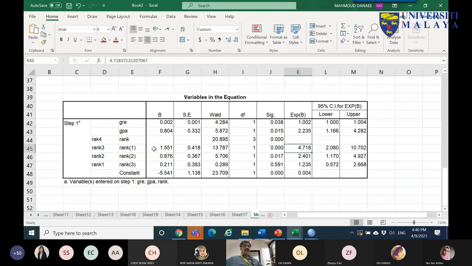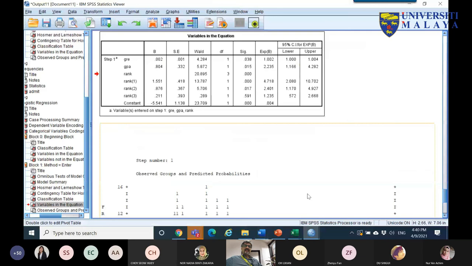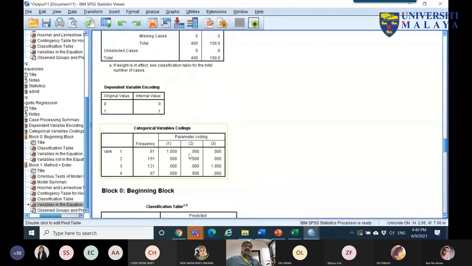Let me check the rank 1. I have to check, sorry. Oh, sorry, 1 is rank 1. So the reference group is 1. So this is 3, 1, 2, 3. Okay, so I made a mistake.